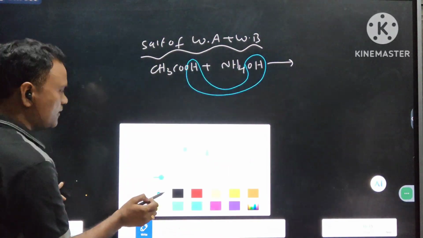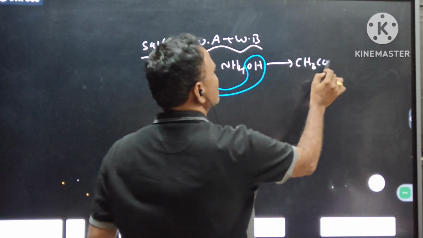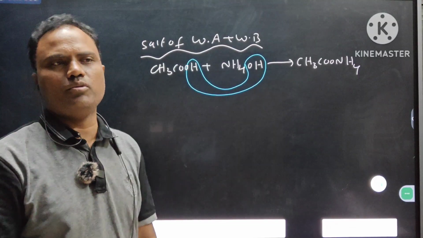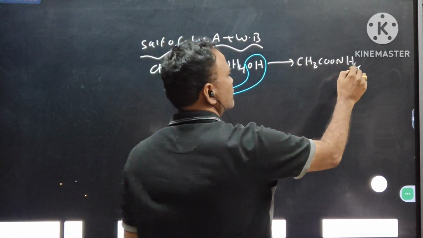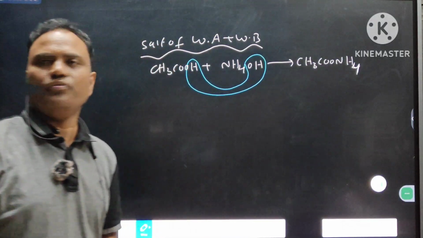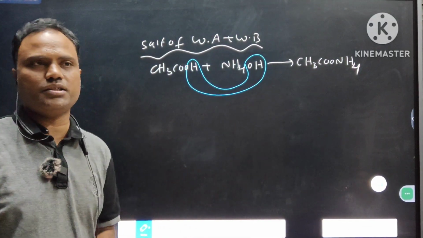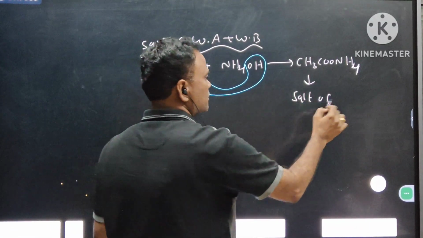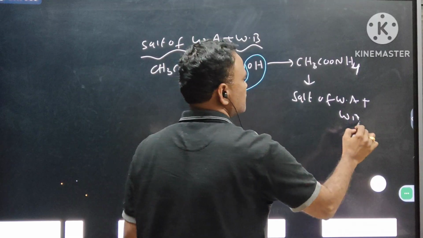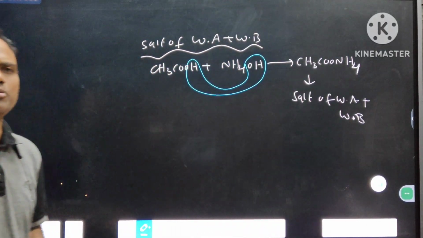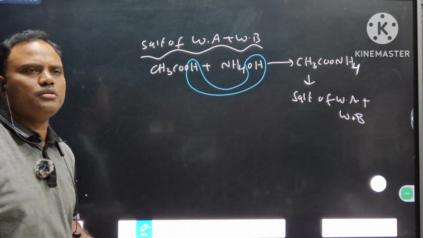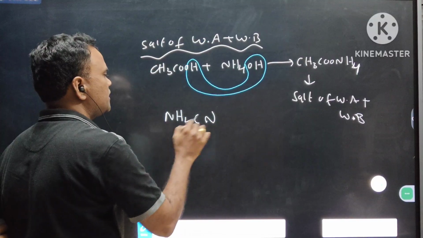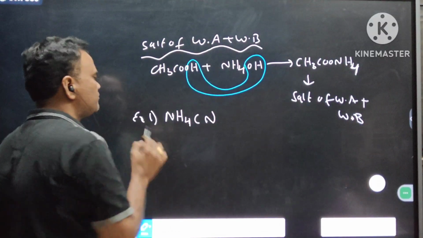Then what we will get? CH3COONH4. Very important. Ammonium acetate. Ammonium acetate is the type of salt of weak acid plus weak base. Can you frame another example? Both are weak. Other than this example. NH4CN. HCN is weak. Ammonium hydroxide is also weak.